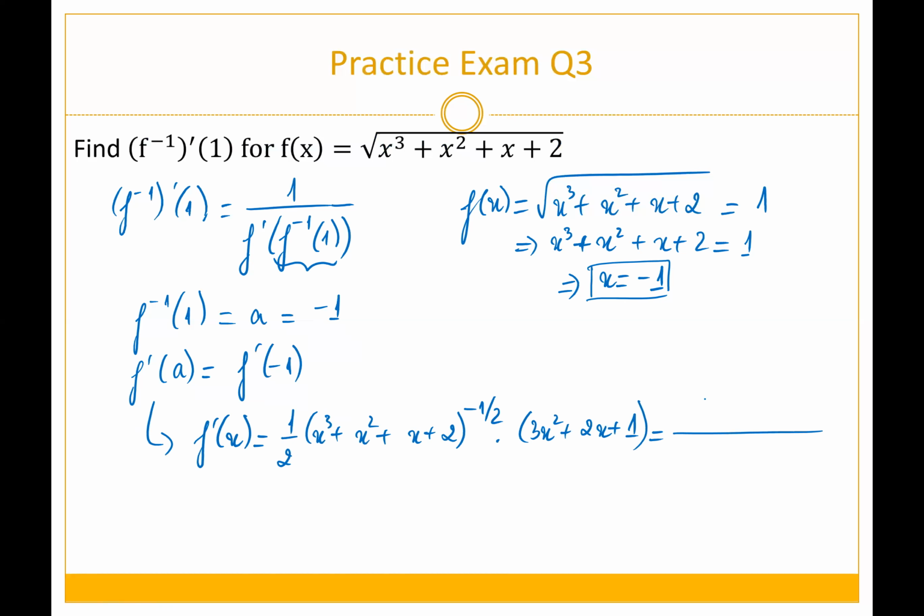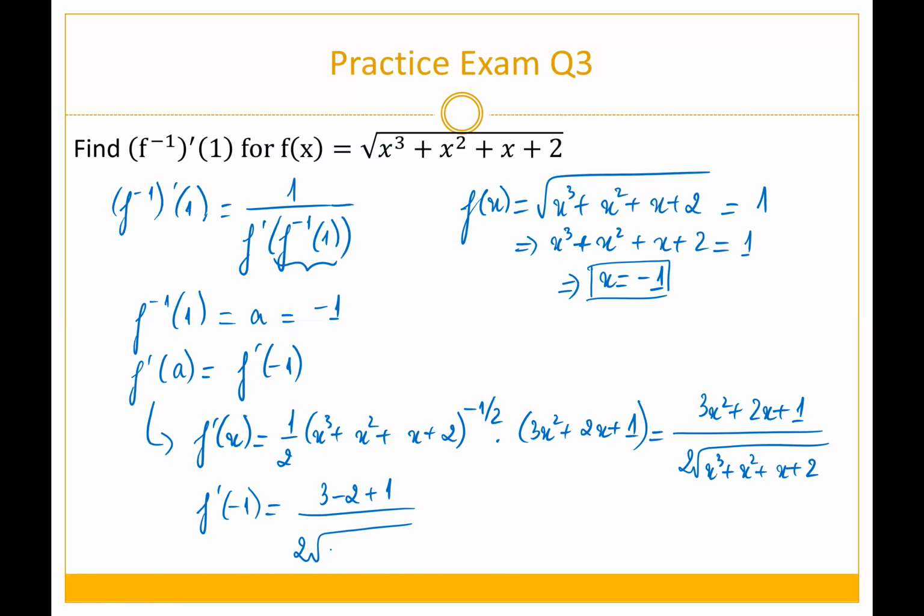Which is now going to give us 3x squared plus 2x plus 1, over 2 square root of x cubed plus x squared plus x plus 2. So now we plug in f prime of -1, which is going to be 3 minus 2 plus 1 divided by 2 square root of 1, which is going to give us 2 over 2, which is again 1. So this one is 1 over 1, which is going to give us 1. Is there any questions with this part?